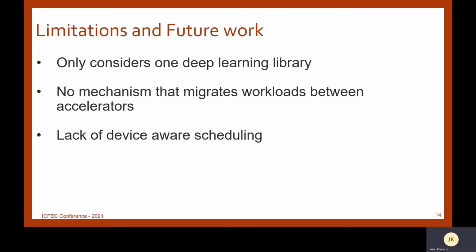So in terms of our current limitations and where we plan to go in the future with this, firstly, we only consider one deep learning library, which is the Caffe deep learning library. In the future, we want to incorporate other types of deep learning libraries. Second, there is no mechanism that migrates workloads between accelerators.